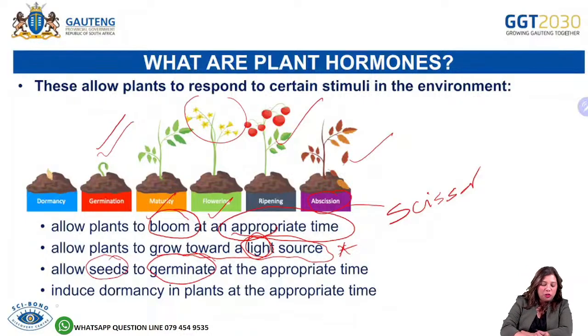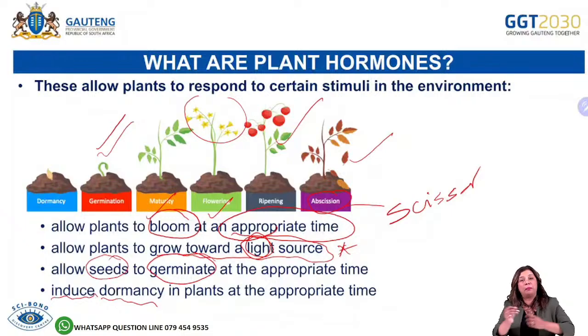Hormones induce dormancy. Induce means it stimulates dormancy. So as we mentioned with seeds, the seeds germinate at a specific time, but prior to that, it allows the seed to remain dormant. Dormant, we said, is almost like sleeping. It's when the seed is inactive or the plant is inactive. Okay? So these are the functions of plant hormones. This is their job. This is what they do.